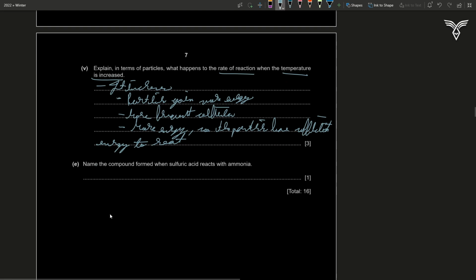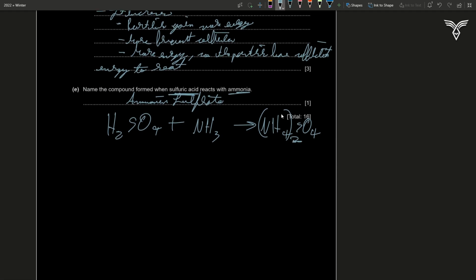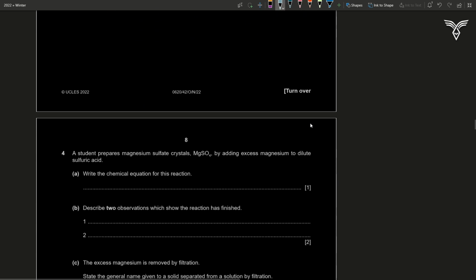طيب Part E. Name the compound formed when sulfuric acid reacts with ammonia. H2SO4 يعمل react مع الأمونيا اللي هي NH3. هيطلع لي ايه يا ترى؟ هيطلع لي ammonium sulfate. your answer is going to be ammonium sulfate لأن هو بيقول لك name the compound. واحنا عارفين ان ال NH4 has a +1 وال SO4 عندها 2 minus، فعشان نعمل لها balance NH4 will be doubled as a product. ف NH4 multiplied by 2 and SO4 is ammonium sulfate.